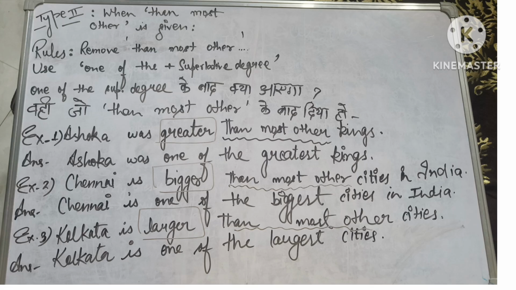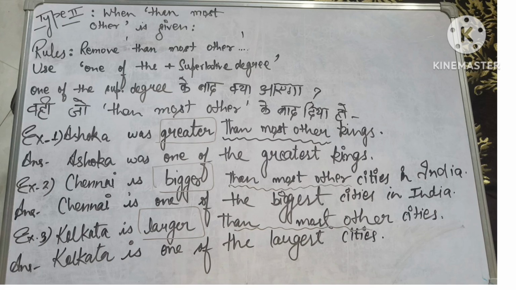And the rules for the superlative degree will be different. This you have to take command on. So now, to convert into the superlative degree, first of all you have to remove "than most other", and after removing "than most other", you have to bring the superlative degree with "one of the". That means you have to remove "greater than most other" and bring "one of the greatest".